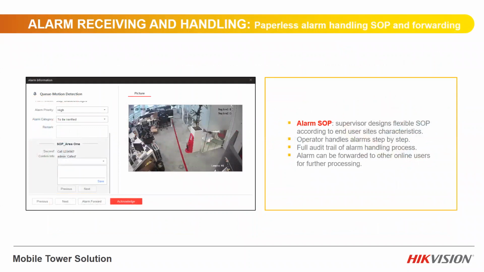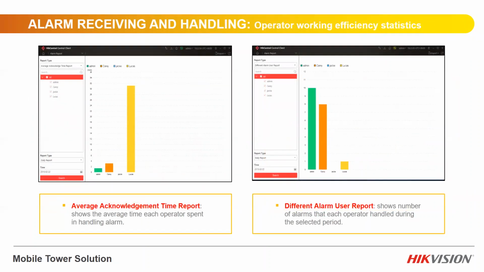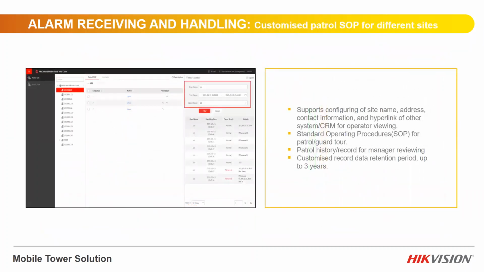Alarm standard operating procedures allow for step-by-step instructions to be attached to alarms with an audit trail. Alarms can also be then forwarded on to other users to be dealt with. Here too, we can see some examples of the reports available, such as the average acknowledgement time and the alarm per user reports. Each site can have its own SOP attached, with options to allow for custom hyperlinks into other systems, such as maybe a CRM to be used.